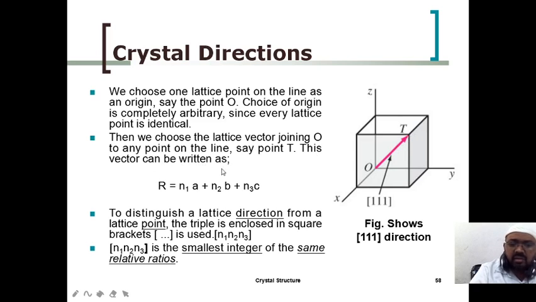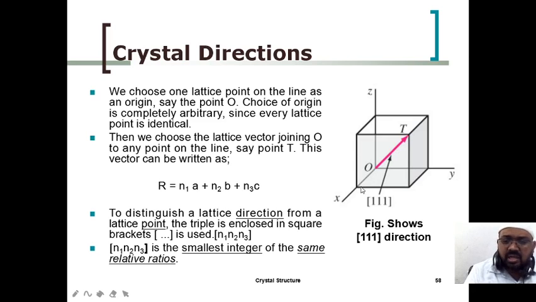Now this can be written mathematically as R equals n1 a bar plus n2 b bar plus n3 c bar. This is a three-dimensional figure, and here it is indicated 1, 1, 1. What does it mean? When you take a graph, the first point from the origin to the point has some reference, say 1 meter or 1 centimeter. Here, from 0 to this particular point, we are assuming that this dimension is 1 centimeter.